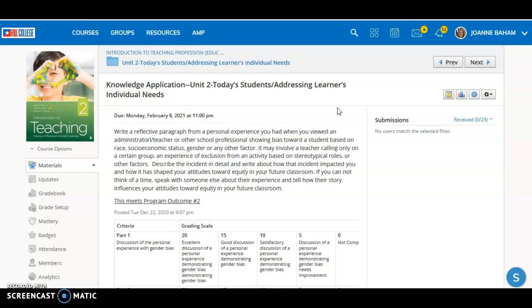So this should be a pretty decent paragraph. So probably almost a page, a good 5 to 8 sentences, because you need to both tell the story, talk about how it impacted you, and how it will impact what you do in your classroom. So if you're a parent, you could certainly do an incident that your own child had, if you want to talk about it from that perspective. If you want to talk about it from your own student perspective, that's fine.